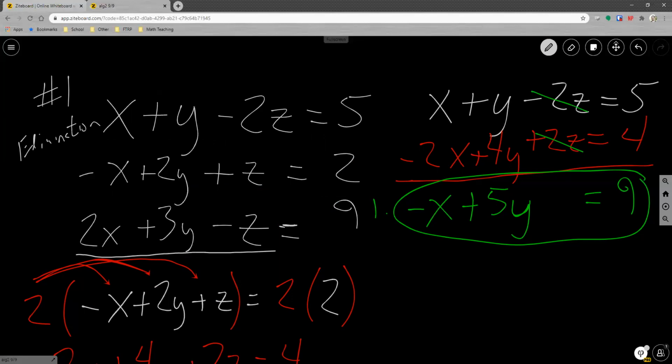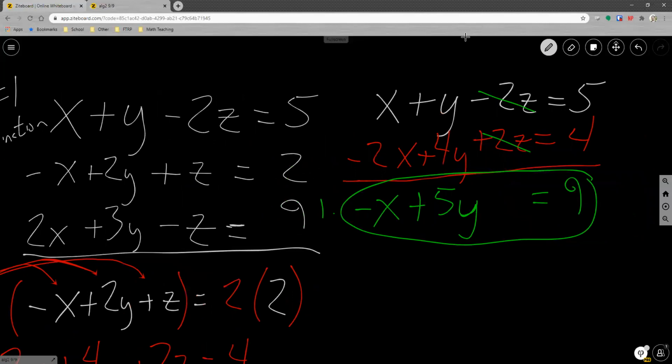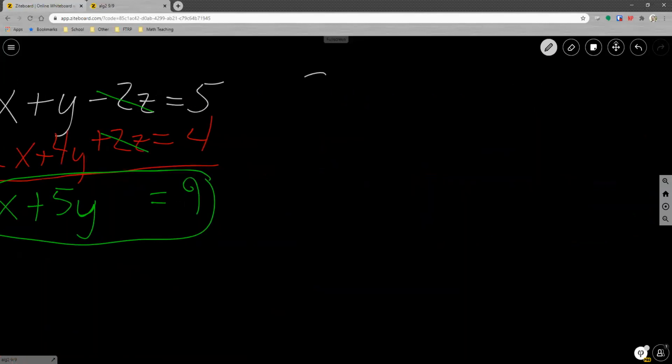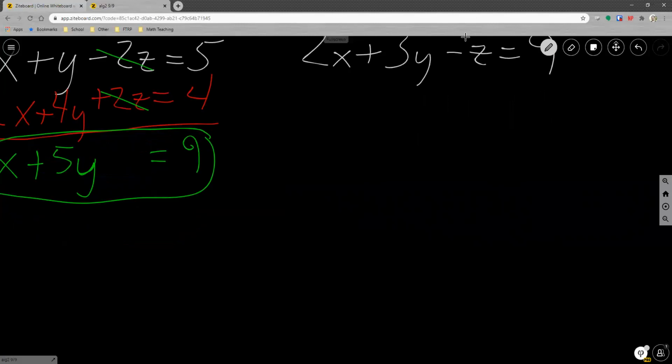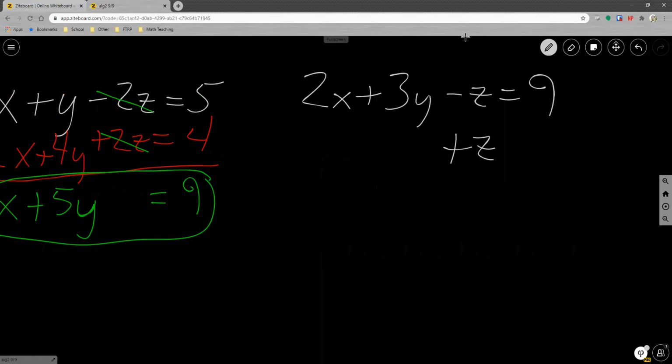I'm going to choose the third equation and do the exact same thing I did before. 2x plus 3y minus z equals 9. So I just set up another addition problem. 2x plus 3y minus z equals 9. And again, my goal is to get rid of that z value. Well, I can get rid of the z value by just adding a z below it if I'm doing addition.